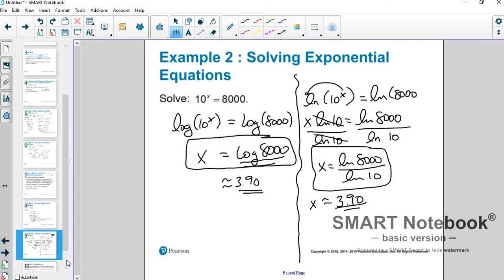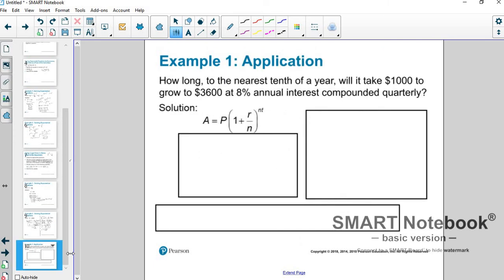A quick example of where you might apply this. Remember our compound interest formulas from way back in section 4.1. Now they're asking how long will it take? How long is t. T is up here in the exponent. So A is 3,600, P is 1,000, and 8%, 0.08, compounded quarterly, that's divided by 4, to the 4t power. You've got to get this t out of there.